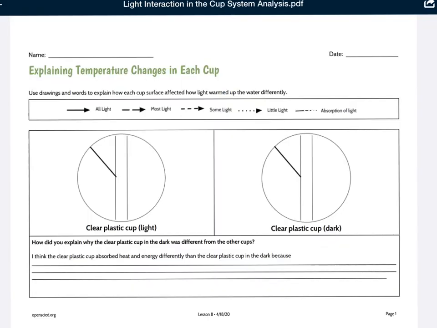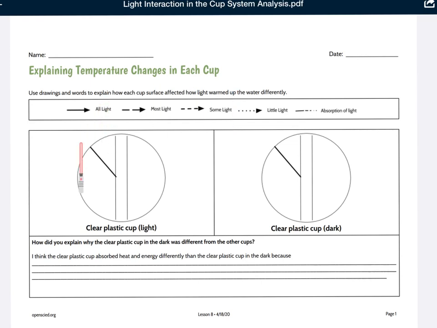All right, so in order to do our analysis, we're going to use this model to reflect on how we think light is interacting with the different cup systems. So the first thing that you need to do is recognize, it says use drawings and words to explain how each cup surface affected how light warmed up the water differently.